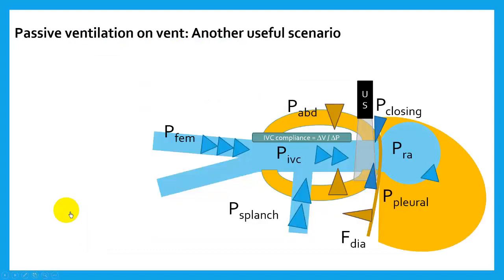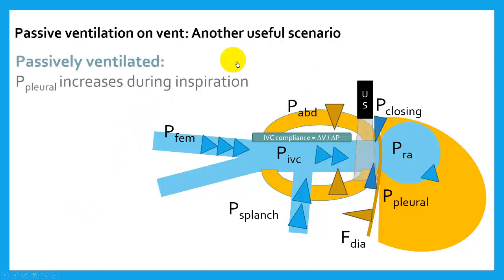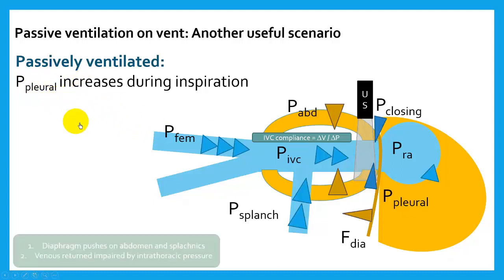There are two more useful scenarios with using the IVC ultrasound, which you're probably familiar with. The next is when patients are passive on the vent, and that's another useful scenario. So when patients are passively ventilated, and you know that their pleural pressure is increasing during inspiration, and you have a sense of what that pleural pressure is because they're passively ventilated, you can look at your ventilator waveforms and see what the airway pressure is throughout the respiratory cycle, and make some inferences about what the pleural pressure might be doing. You can see that the diaphragm is going to push on the abdomen and the splanchnic blood.